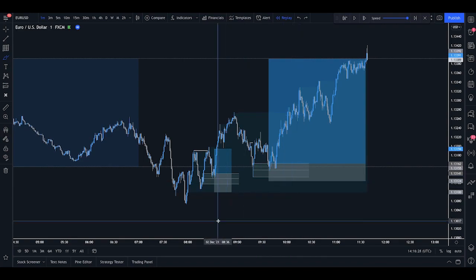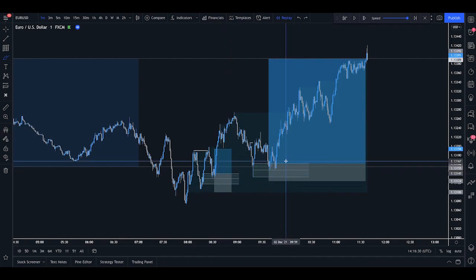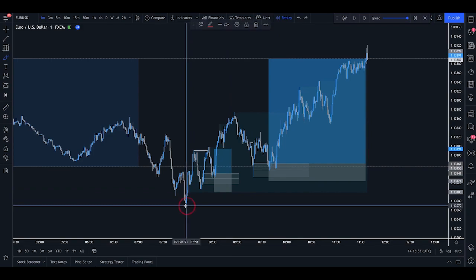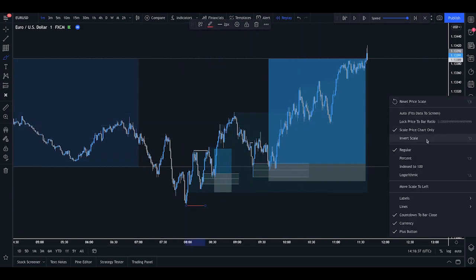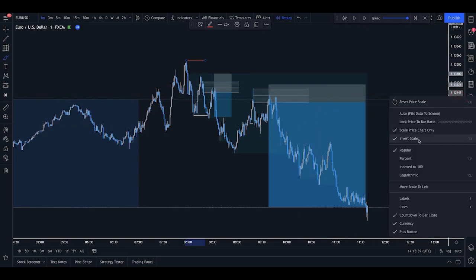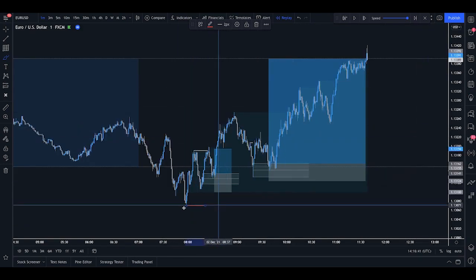Now for stops, where do we want to put our stops? Well, because we're following the trend, we have two options. We either want to put them under the low or above the high if we're selling into it, for example, like this, of the whole sweep. That is going to be the safest place to put your stops.